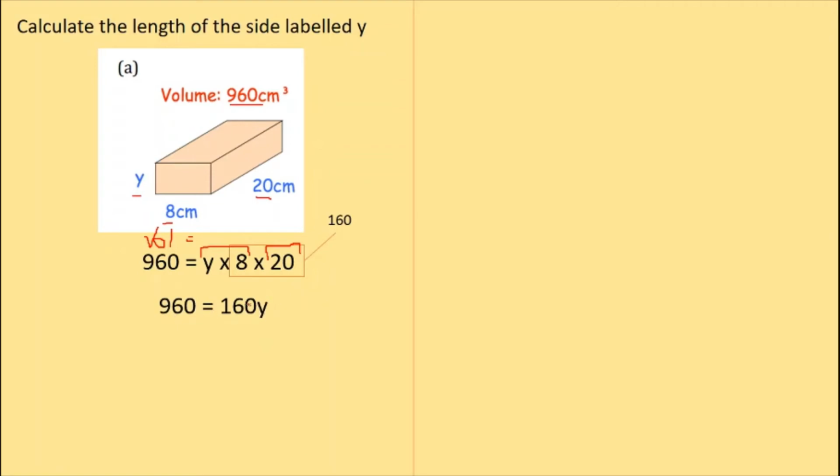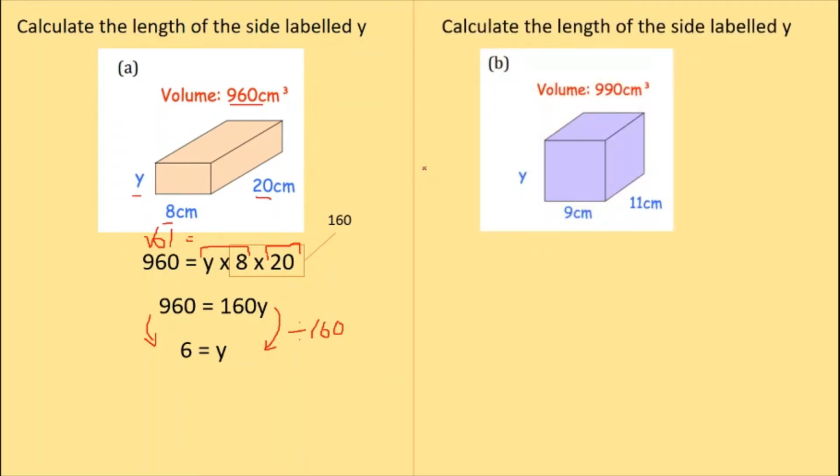Well, if you divide both sides by 160, you've got a calculator to do that, you'll find that y is 6. So to get that final one, we're going to divide by 160 on both sides to work out a single value of y. Y is 6 centimeters for that one. I'd like you now to pause it here and have a go at the second question on screen, which is here. It's very similar.